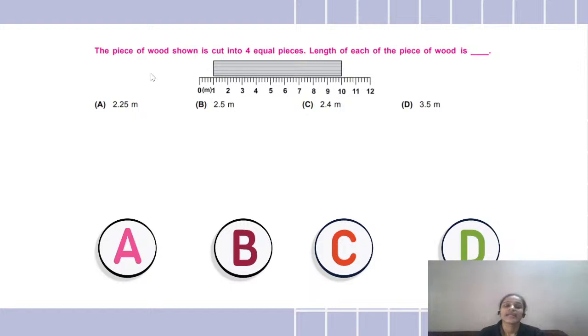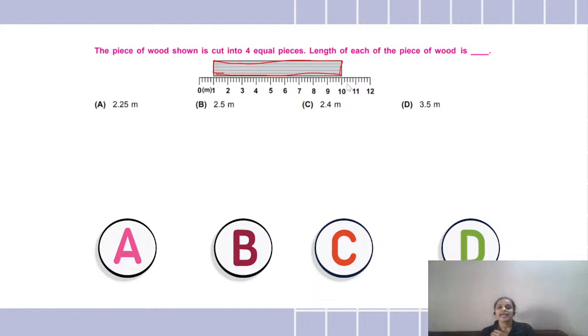Okay, all right. Now, here comes my second question, which reads like this. The piece of wood shown over here. So, this is my piece of wood. This whole is my piece of wood, which is shown over here and is cut into 4 equal parts. I have to cut it into 4 equal pieces. So what will be the length of each piece of wood going to be? So you all have to tell me that.